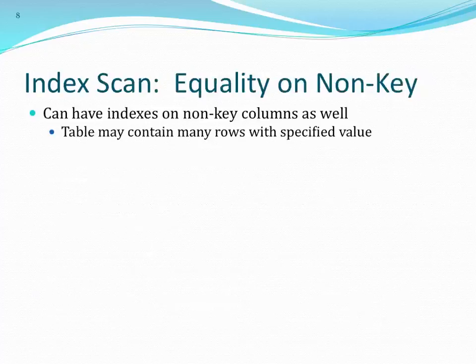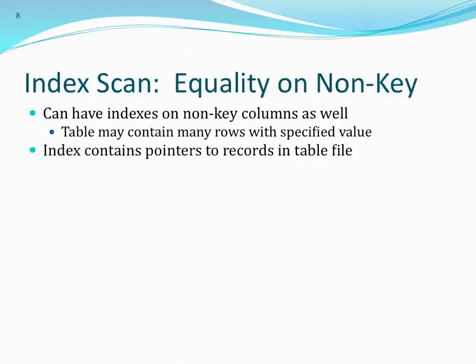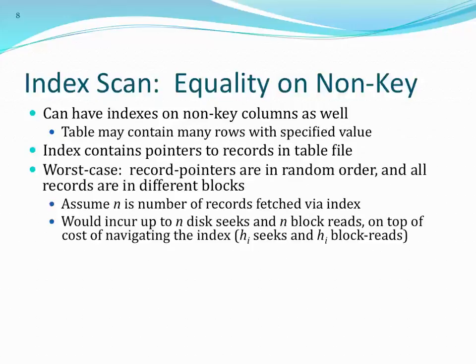Now, equality on a non-key. This is where it starts to get sad. This is where we start to cry a little bit. We may have a lot of records in the table file that actually correspond to the value that we're trying to look up. And so the index is going to have those record pointers in the index file. And we should realistically expect that the records being referenced are in some random order. And so that doesn't really help us very much. Your n is the number of records fetched via the index. And so we could incur up to n disk seeks and obviously n block reads on top of navigating the index.